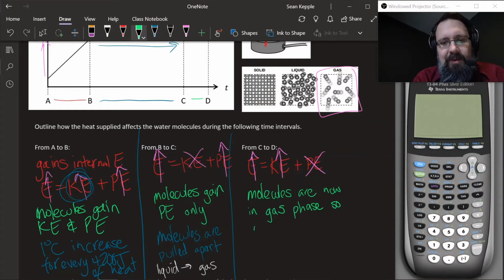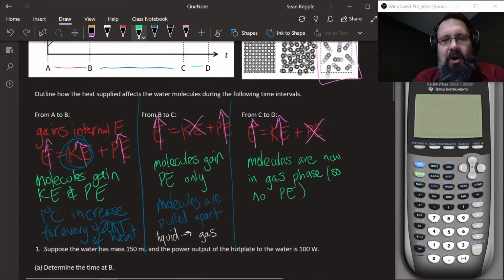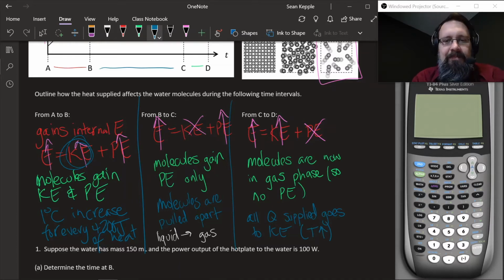So no PE. And so that means that all the heat that we supply goes into the random kinetic energy of the particles. All Q supplied goes to KE, which is going to cause the temperature to go up. So that's the main idea. Like that's pretty much it.